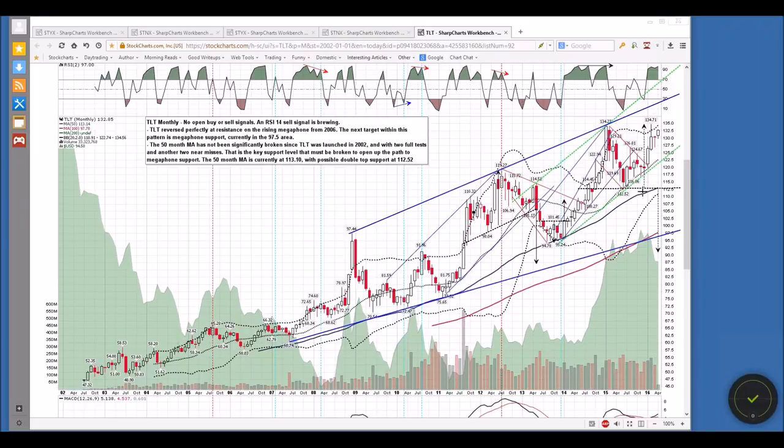And TLT will see 90 before it ever sees it again. Or considerably lower. But actually, if you just look at this TLT lifetime chart, TLT was launched in 2002 and it was at 45. We're now triple that. This is just a small element of the huge bull market on bonds. Which has just been epic. Epic, mate. It has been.